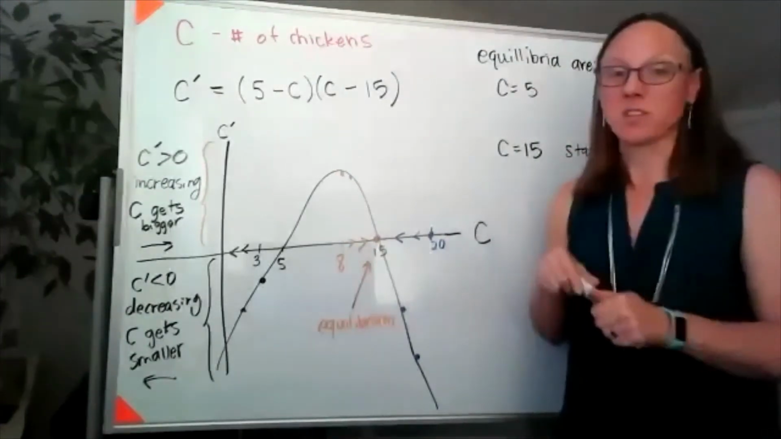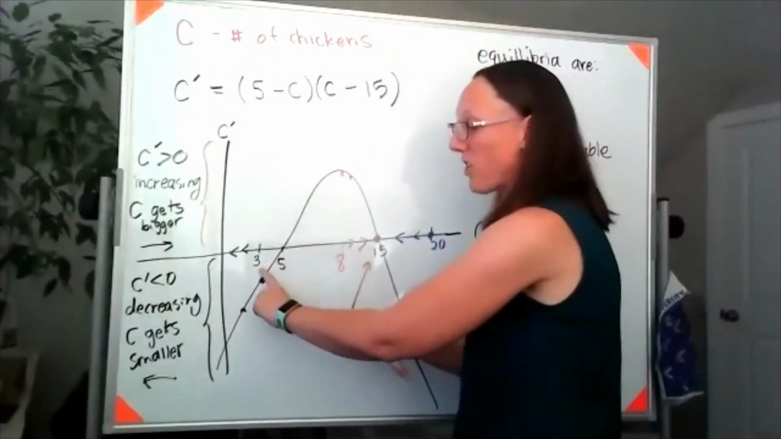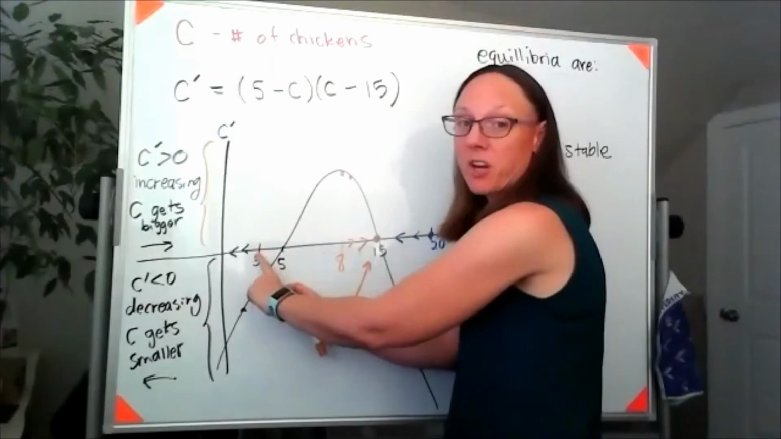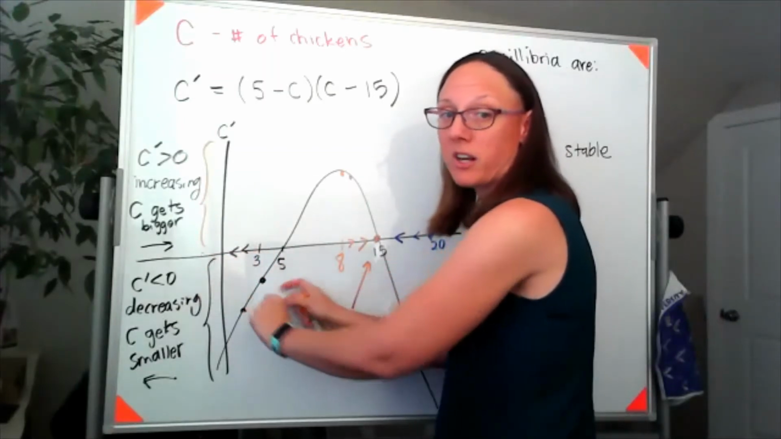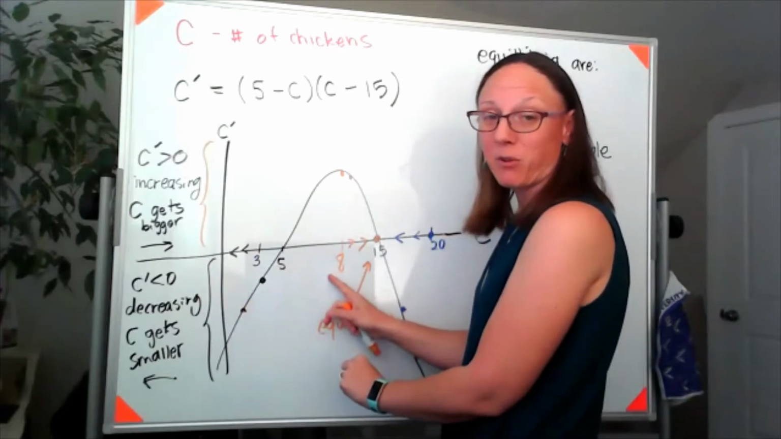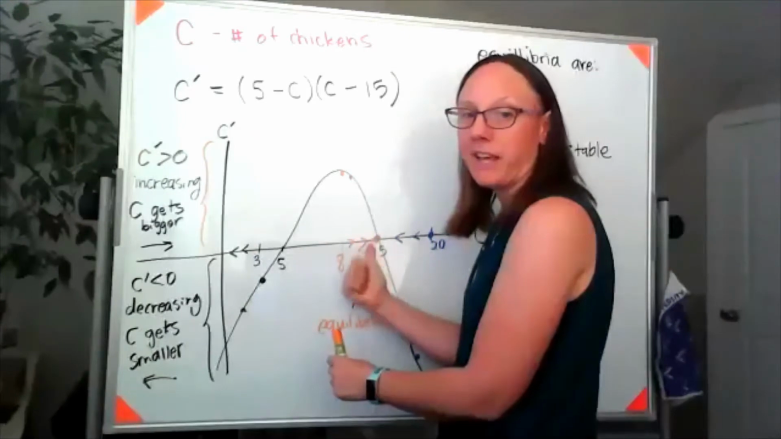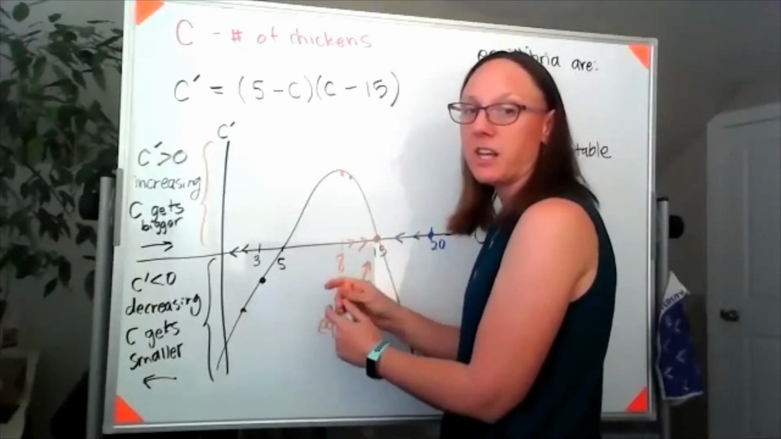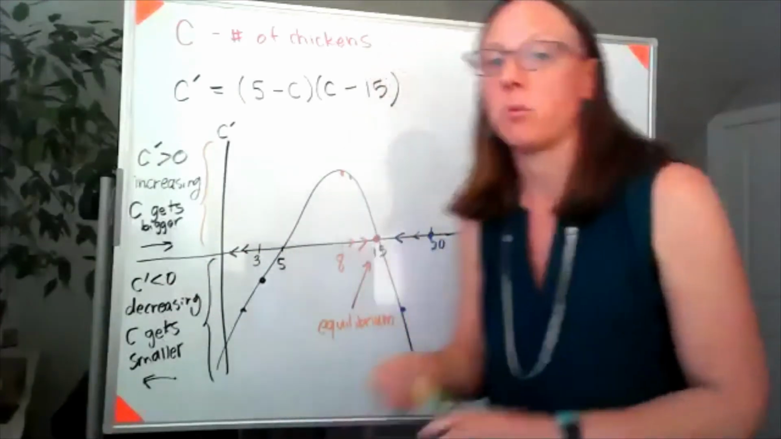Looking at the C equals 5, when we started a little bit less than 5, our population moved away from the 5. It was getting smaller. And when we started a little bigger than 5 over here at 8, our population also moved away from the 5. It was moving towards the 15. So if everything is moving away from that point, then we call that unstable.